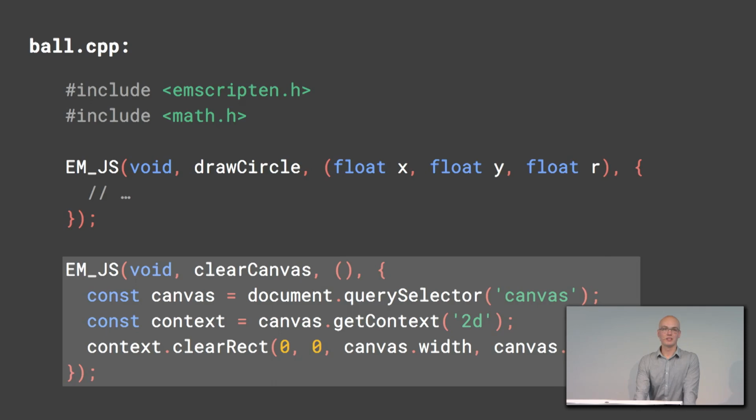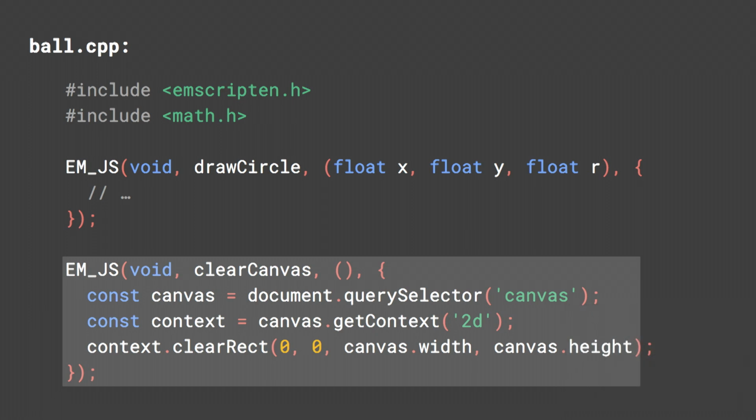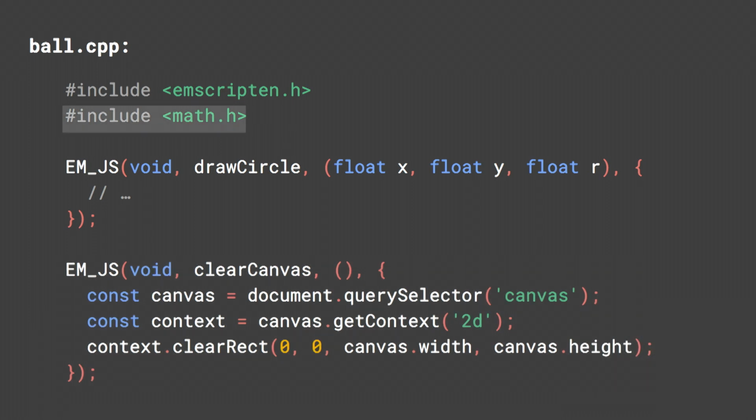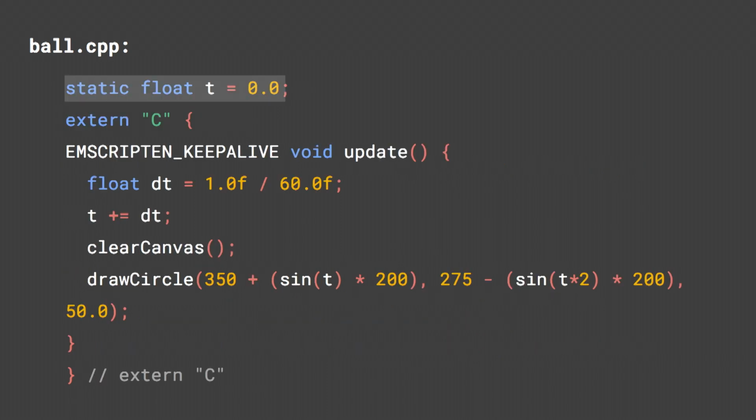Well, let's actually do something a little bit more interesting. The first thing we'll need to do is actually clear the canvas to get the animation to work. And so we have this clearCanvas function, again, using EM_JS, all the same things. And now we want to do something actually interesting. And so anytime I want to do something interesting, I always start with math, because math is great. So we include math. And now we want to track time, so we include a time variable.